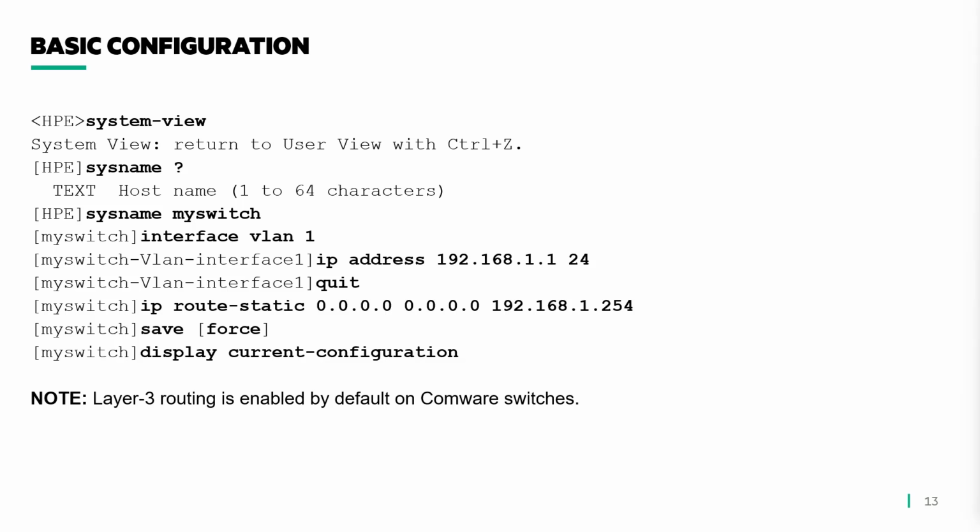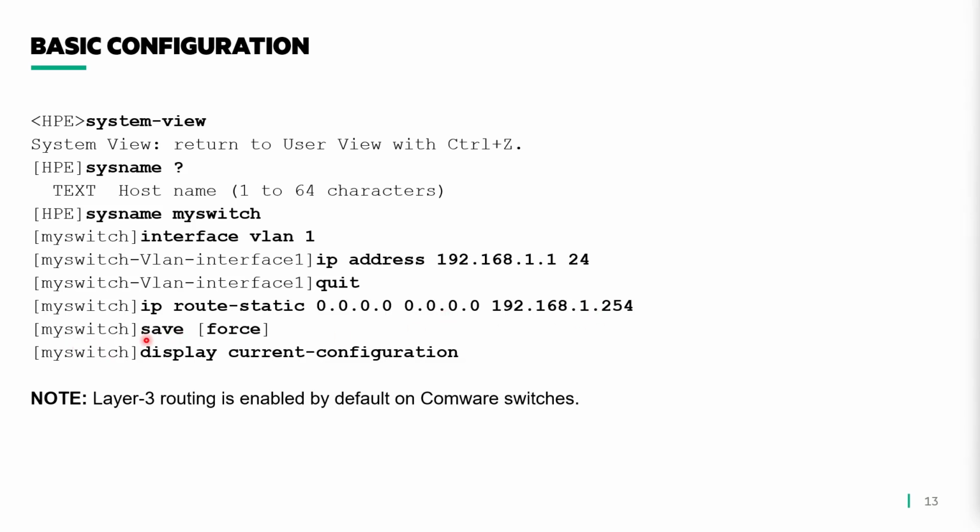Let's take an example. When you connect to the switch, you are in the user view. You can see the angle brackets. Type sys or system-view, then sysname, which is equivalent to the host name. So you can say sysname my switch, interface VLAN 1 because that's the default VLAN. Give it an IP. There's no slash here, notice it's a space. And then ip route, which is basically the default route.